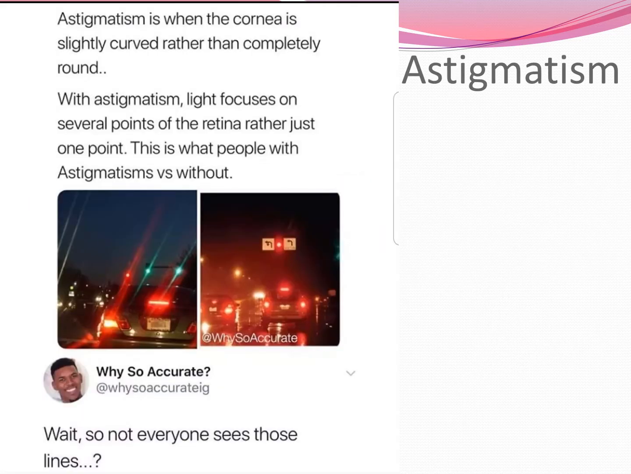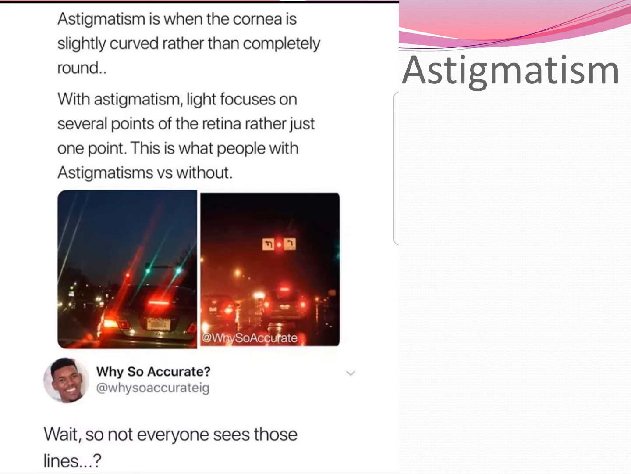So astigmatism. Right? A lot of times we hear this word, but we don't really know what it is. So astigmatism is when the cornea is slightly curved rather than completely round. So with astigmatism, light focuses on several points of the retina rather than just one point. This is what people with astigmatism see versus without. All right, so if you see it on the left, that's what it looks like. On the right, if you don't have astigmatism.